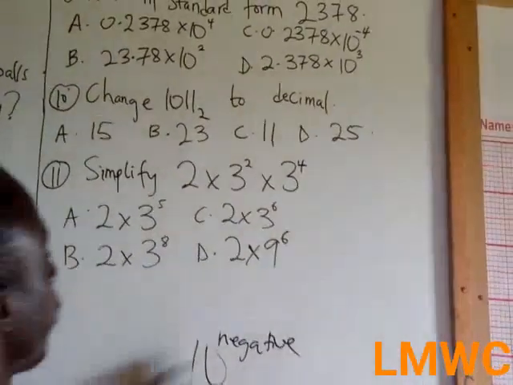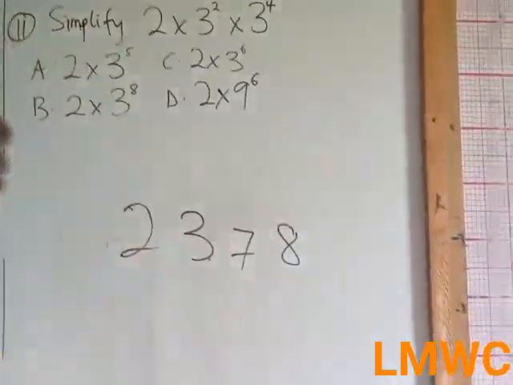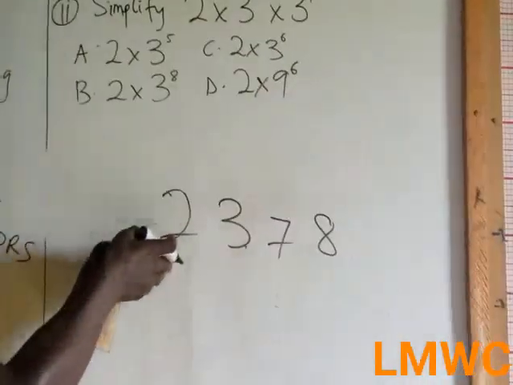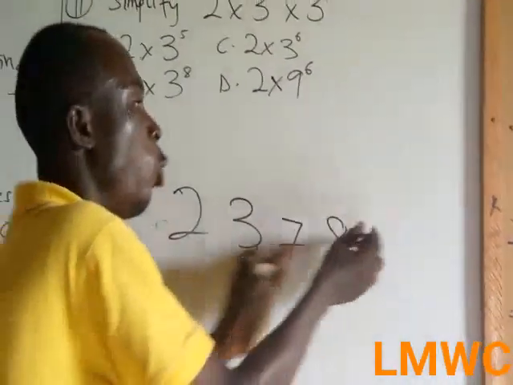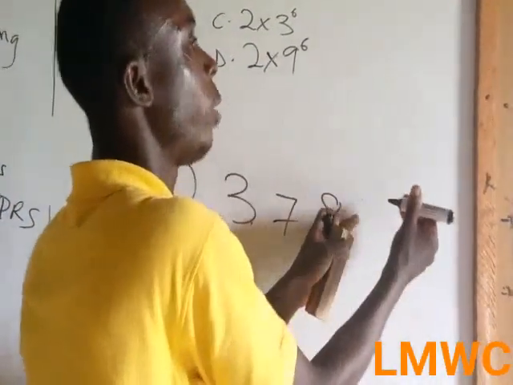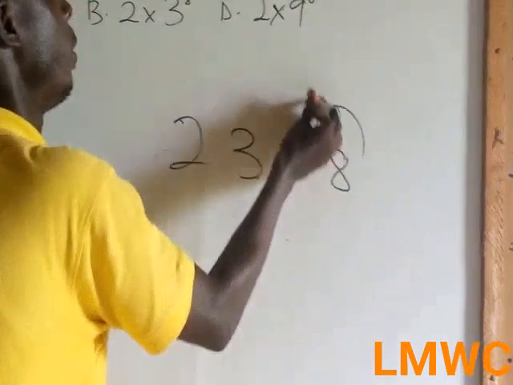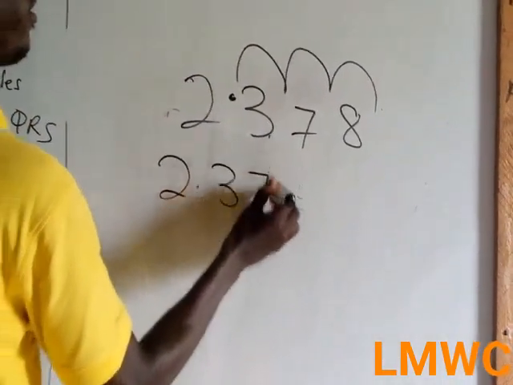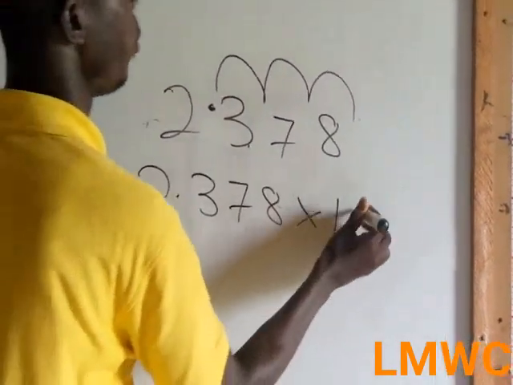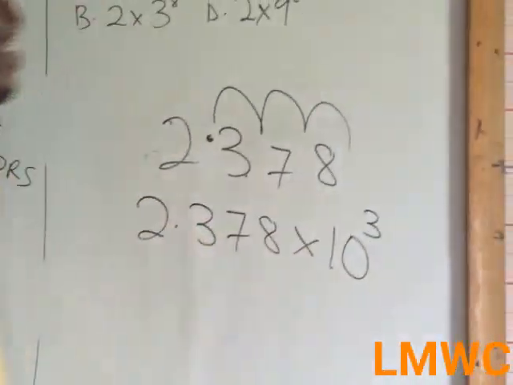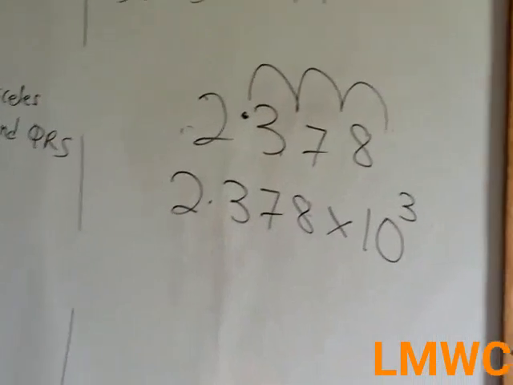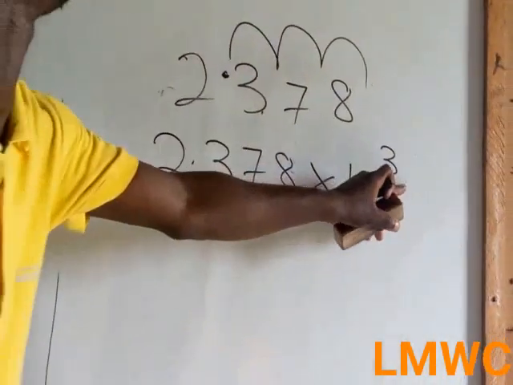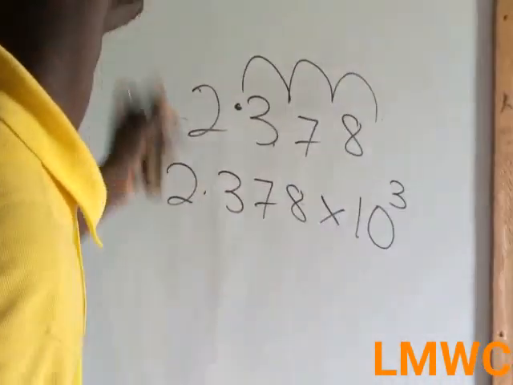So you see we have 2, 3, 7, 8. And this point should be in between this 2 and this 3. So you start counting from right to left. So 1, 2, 3. So it's 2.378 times 10 raised to the power 3. Because I said always if you are counting to the left, the power is what? Positive. So the answer is 2.378 times 10 raised to the power 3.